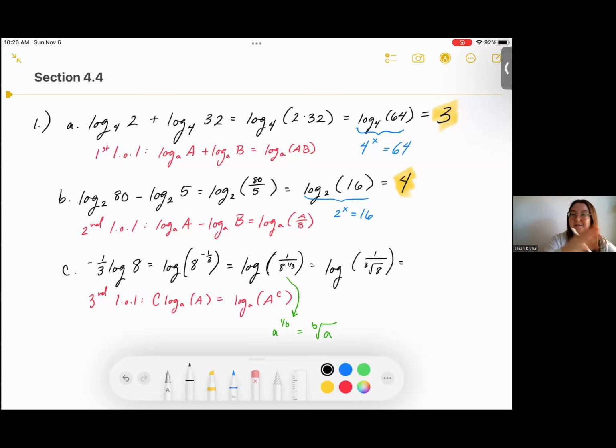So 2 to the power of 3 is equal to 8. So, all right, we have that the cube root of 8 is going to be 2. So this is really log of 1/2.